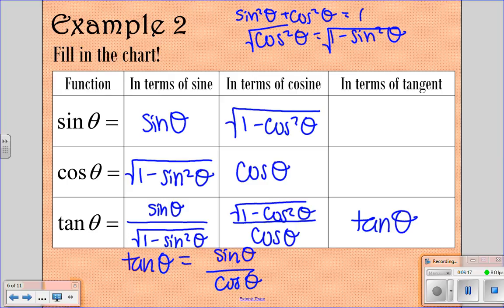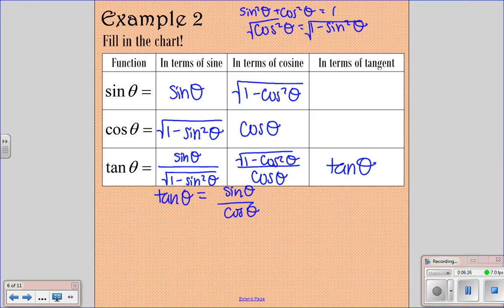Now for the sine in terms of tangent and the cosine in terms of tangent, I'm going to need a little bit more room to write those. All right, so for putting them in terms of tangent, this one is a little bit more advanced, and so I'm going to go through it, and y'all may need to replay it a couple of times so that you can kind of see the concept of it.